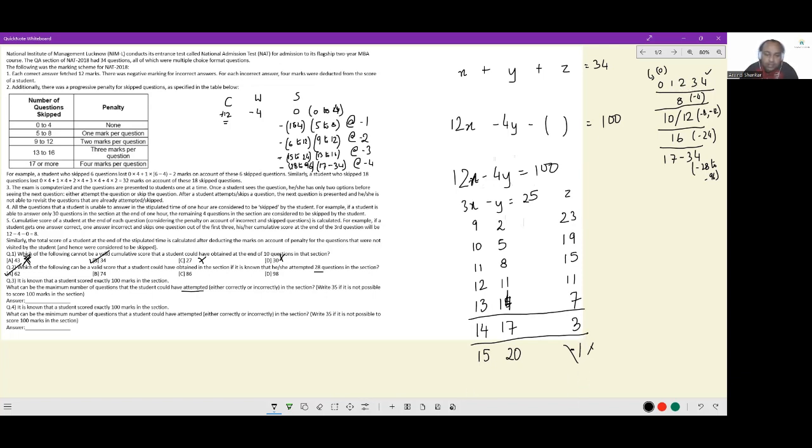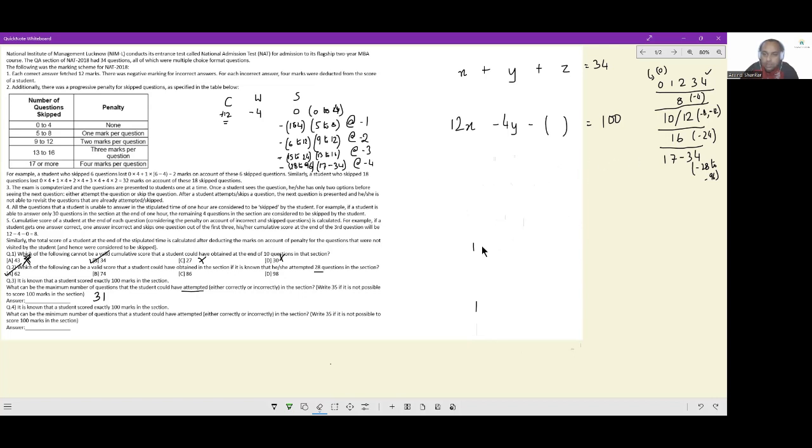For any other case that we engage in checking for, of course, the number of skipped questions is going to be higher. So we can't have that. Therefore, the maximum number of questions the student could have attempted is 31. This gets us to 31. Okay. Now, the same working, same setup is utilized for the next question as well.